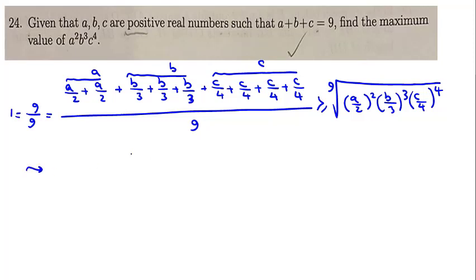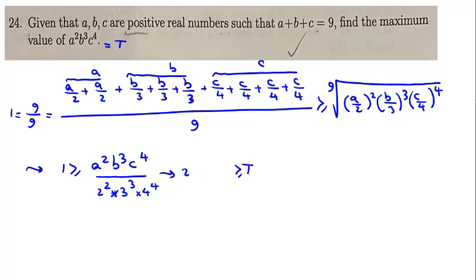which equals 1. So we can say what? If you raise both sides to the power of 9, then I write 1 is less than or equal to a squared, b cubed, c to the power of 4, over 2 squared times 3 cubed times 4 to the power of 4. So t will be less than or equal to 2 squared times 3 cubed times 4 to the power of 4. If we calculate the left side, it will be 27648.